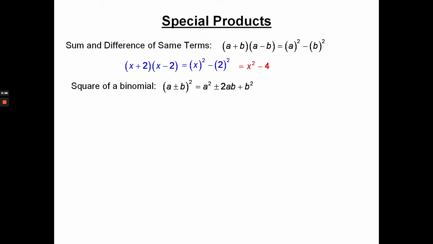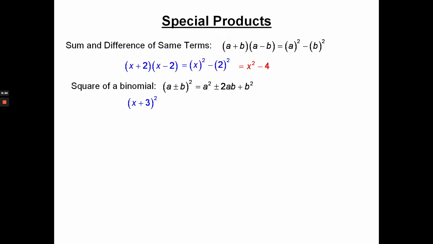Square of a binomial, again, you guys really need to learn this one. It will save you a lot of time in the long run. If we have a, either plus or minus b, quantity squared, it's going to be a squared. A plus will happen if this is a plus. A minus will happen if this is a minus. So plus or minus 2ab plus b squared.